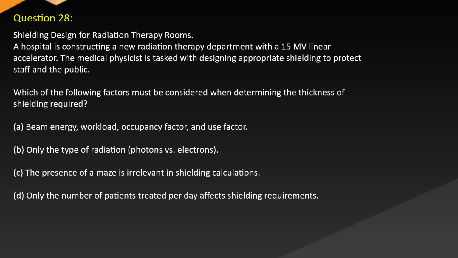Question 28. Shielding design for radiation therapy rooms. A hospital is constructing a new radiation therapy department with a 15 MV linear accelerator. The medical physicist is tasked with designing appropriate shielding to protect staff and the public. Which of the following factors must be considered when determining the thickness of shielding required? A. Beam energy, workload, occupancy factor, and use factor. B. Only the type of radiation, photons versus electrons. C. The presence of neutrons is irrelevant in shielding calculations. D. Only the number of patients treated per day affects shielding requirements.